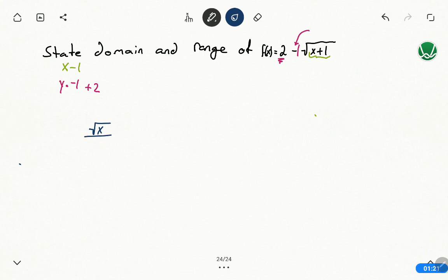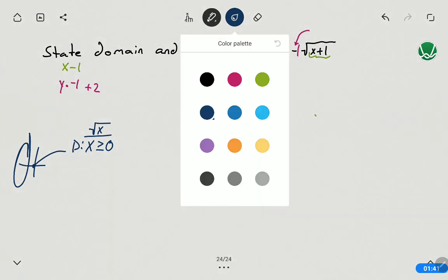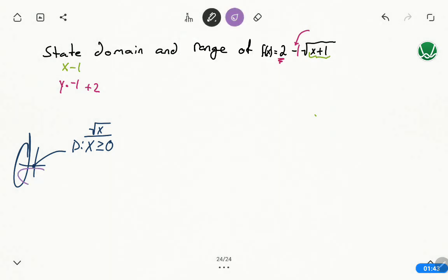Parent function, its graph looks like this. Its graph only exists where x is greater than 0. It exists nowhere over here. Its graph for the domain only exists where x is greater than or equal to 0. For the range, it's a similar fashion. The range, or y values, don't exist down below the x-axis. So the range of the parent function is y greater than or equal to 0.